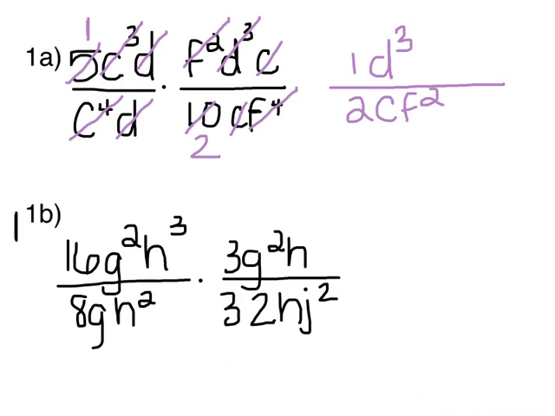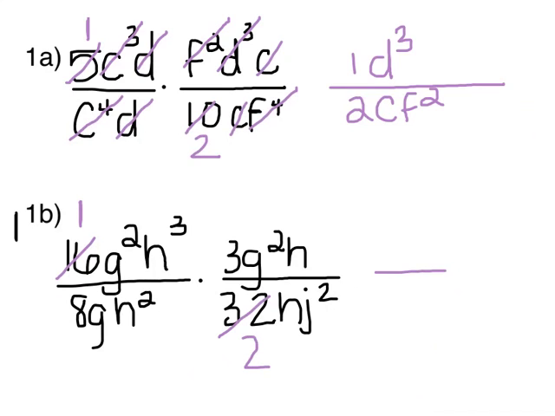Example 1b will be reducing as well. So let's look at our coefficients first. We have 16 on the top, 3 on the top, 8 on the bottom, and 32 on the bottom. We can reduce the 16 and the 8 or the 16 and the 32. Let's start by reducing the 16 and the 32. 16 goes into itself once, 16 goes into 32 2 times.